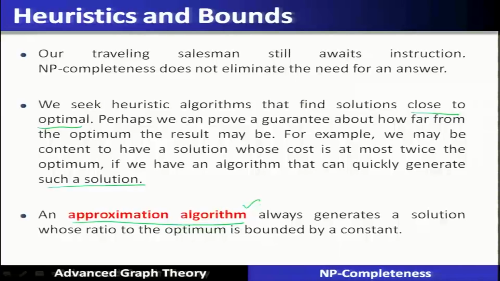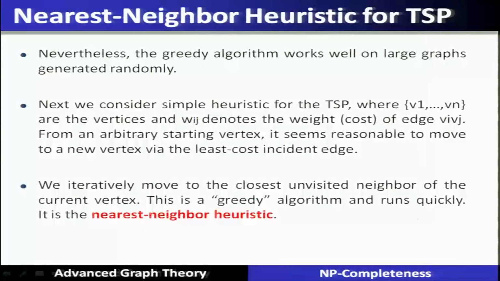So, an approximation algorithm always generates a solution whose ratio to the optimum is bounded by a constant value. If it is not, then those algorithms are not approximation algorithms. Let us take one such heuristic, called the nearest neighbor heuristic for the traveling salesman problem. Nevertheless, the greedy algorithm works well on large graphs generated randomly. Next, we consider a simple heuristic for the traveling salesman problem, where V1 to Vn are the vertices and Wij denote the weights, or costs, of the edges between vertex Vi and Vj.